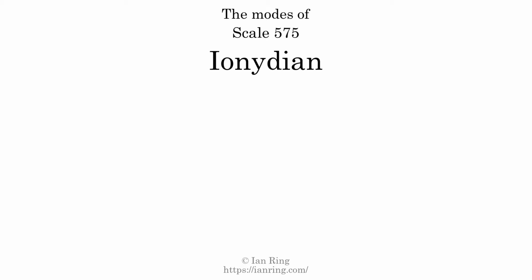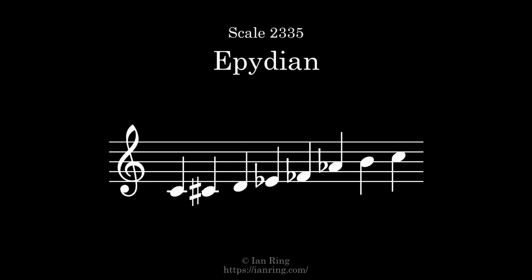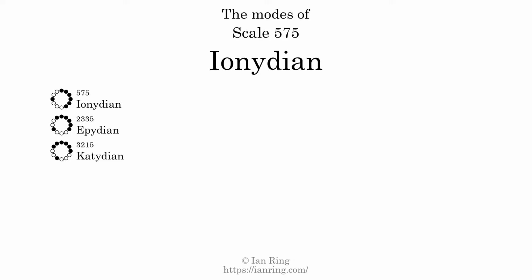This scale has 7 modes. The first mode is itself. The second mode is scale 2335, also known as Ionydian. It sounds like this. The third mode is scale 3215, also known as Heteromorphisms. It sounds like this.